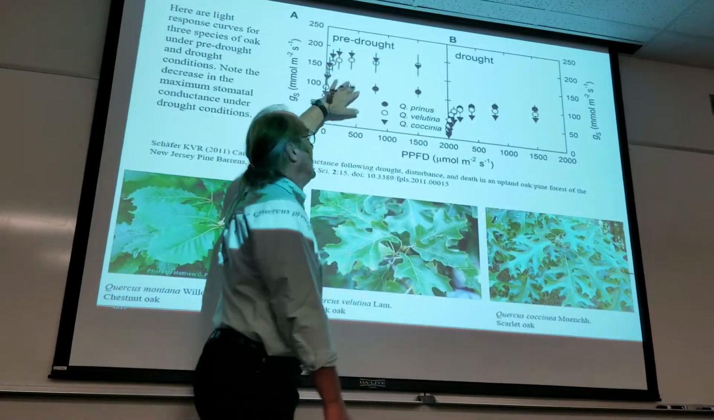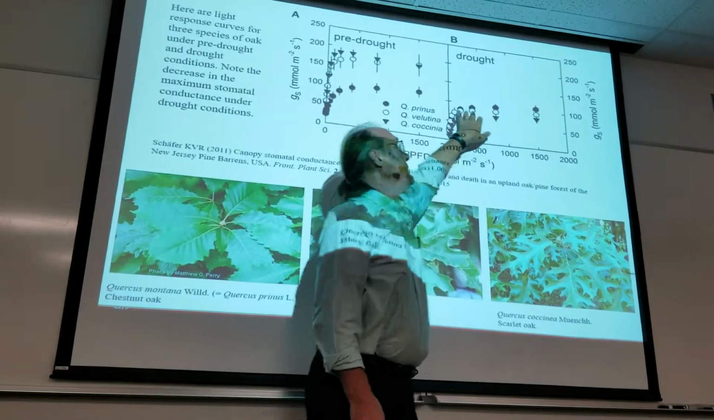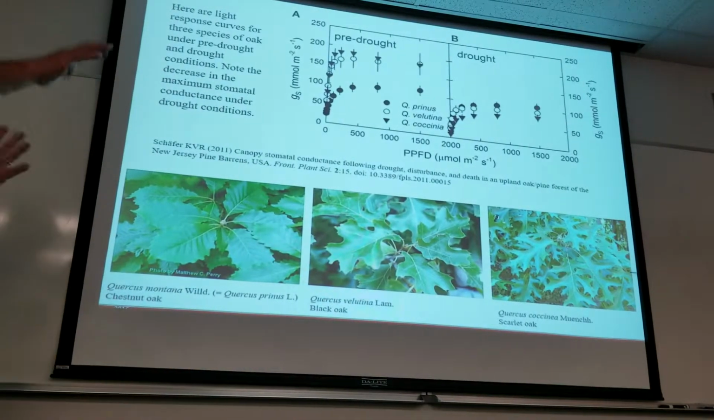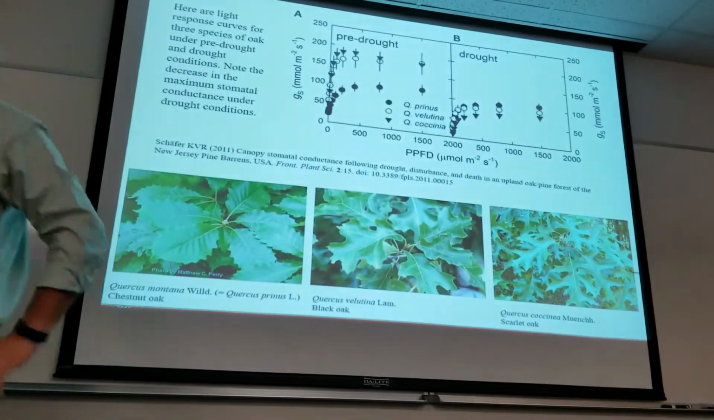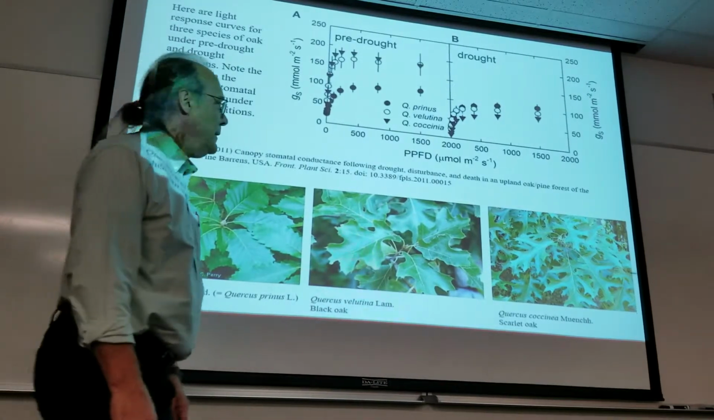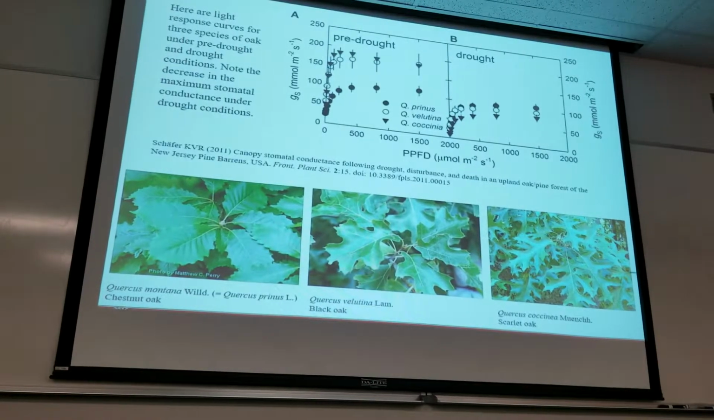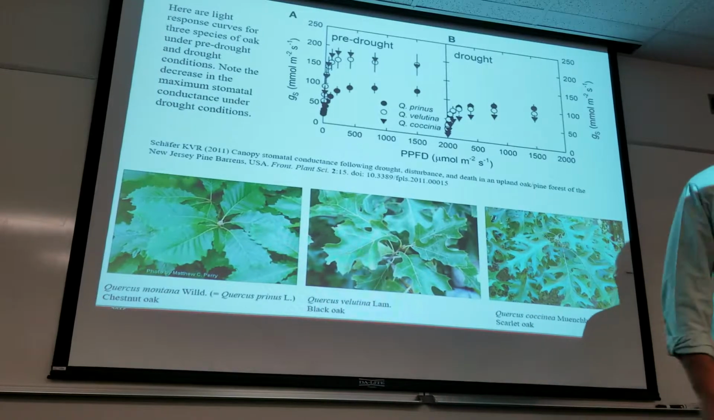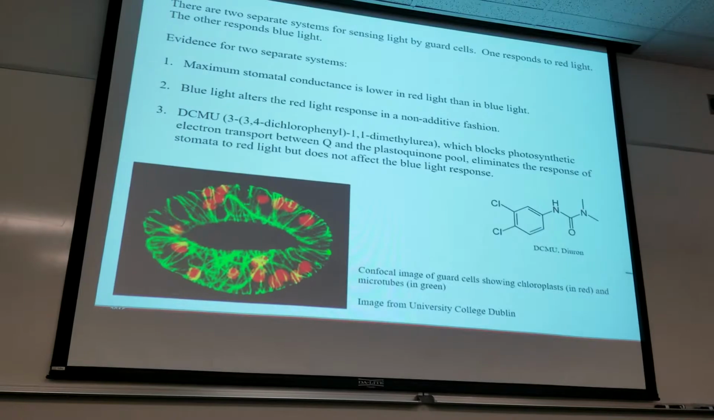So before the drought, these had a higher conductance than that last tree, but after the drought, they all had about the same level. So the nature of this light response depends on the environmental history of the plant and what it's experiencing, as well as what species it is, all kinds of other things. But in general, the response is stomata close in the dark and open in the light.